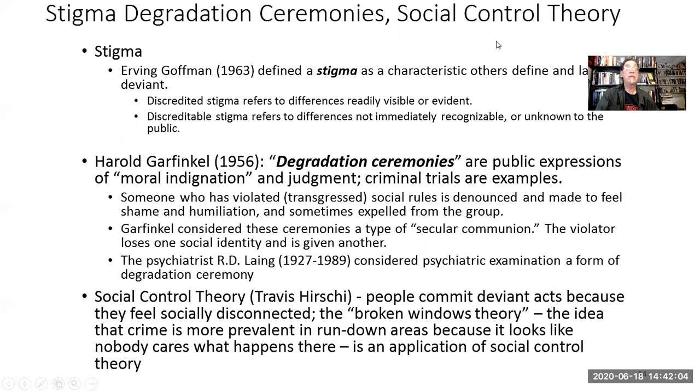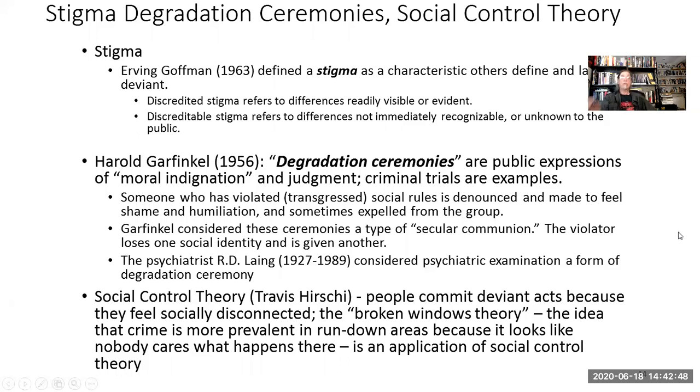Stigma, degradation ceremonies, and social control. Erving Goffman, an important sociologist, wrote a book called Stigma, which is a characteristic others define and describe as deviant. Discredited stigmas are the differences that are readily apparent. Discreditable are differences that would get you labeled as a deviant if people knew about it. So many aspects of drug use and abuse would fit into that, and sexual differences from the heteronormativity that characterizes our society, or has for so long.